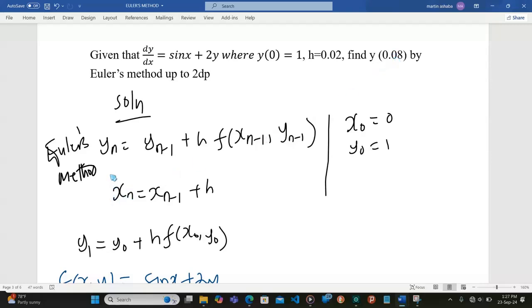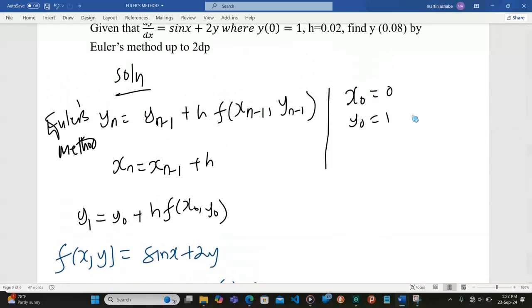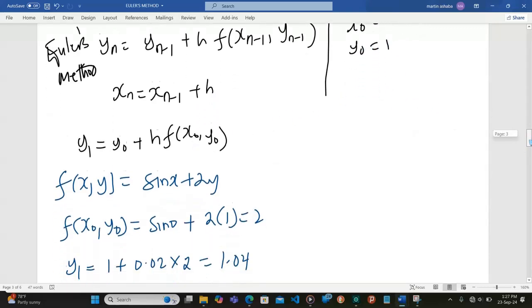So using Euler's method, we know y_n is equal to y_(n-1) plus h f of x_(n-1), y_(n-1), where also x_n is equal to x_(n-1) plus h. And we are provided that x naught is 0 and y naught is equal to 1. So what is the solution that we need?